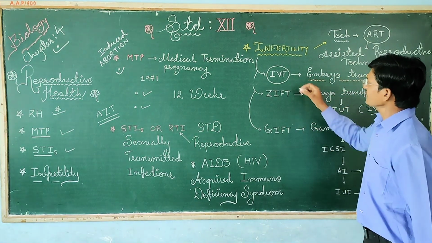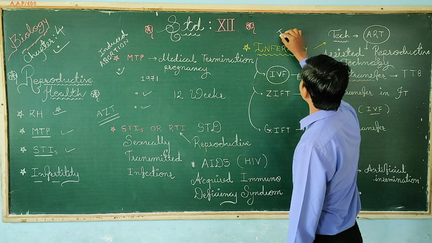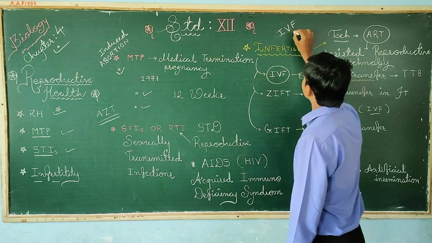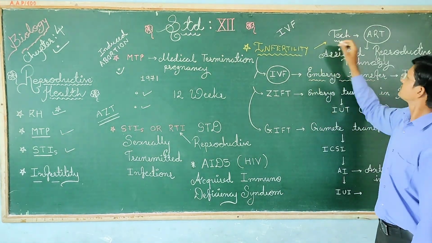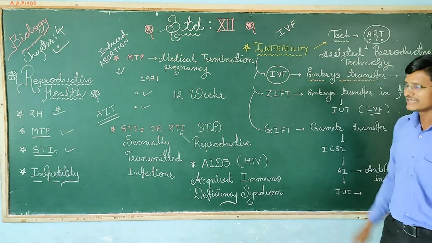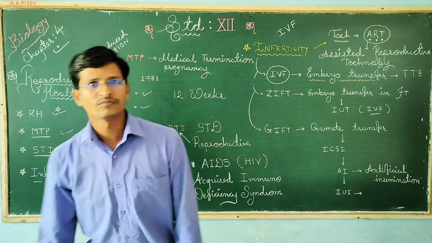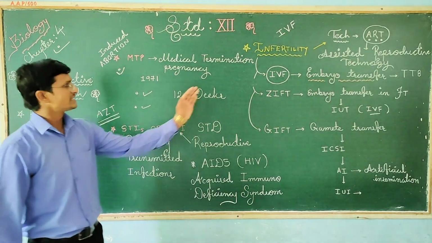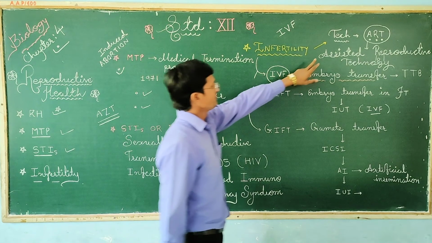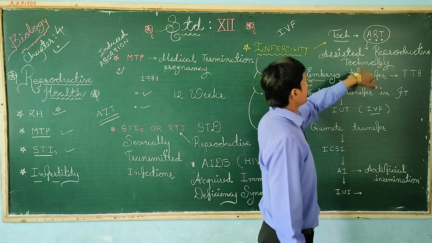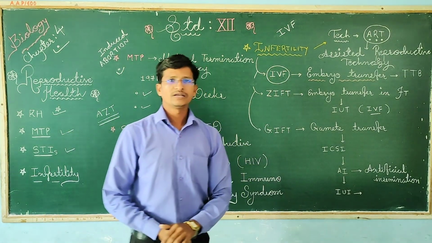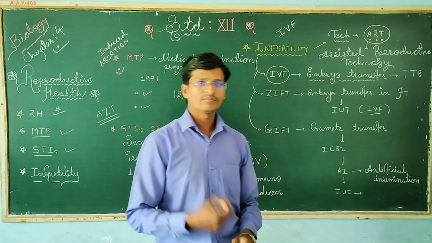So we have discussed many methods. Some methods and techniques are there, such as ART. Some techniques are used to overcome this type of problems related to infertility and make it fertile. So we need to discuss this today. ART is assisted reproductive technology. In it we will apply different scientific methods.